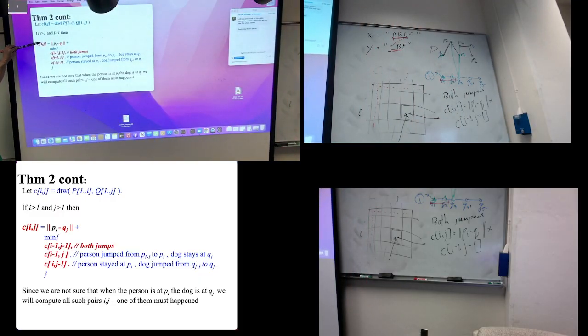Does everybody understand why Cij is just the length of the current leash plus the minimum of the three possible options? One of the three steps happens one step ago. That's the only option.